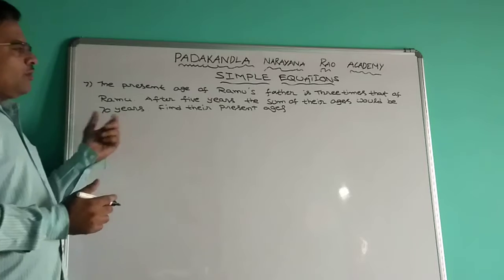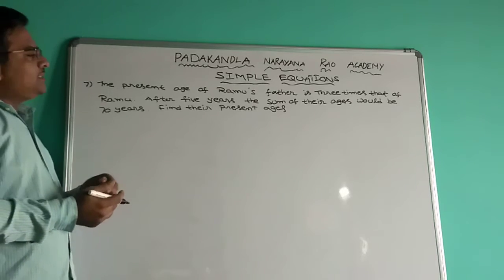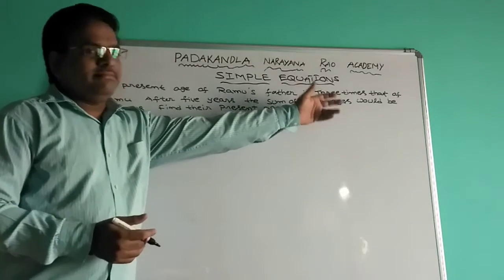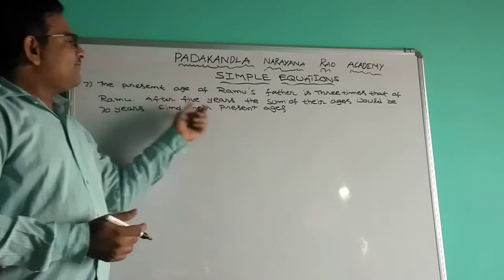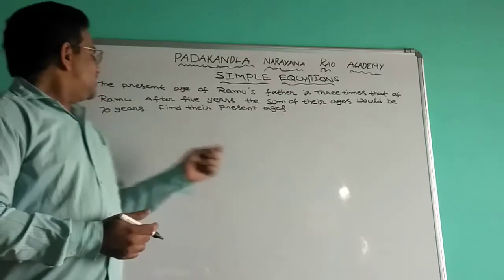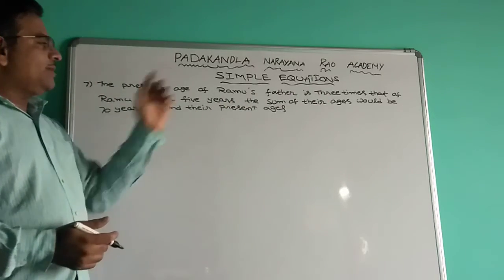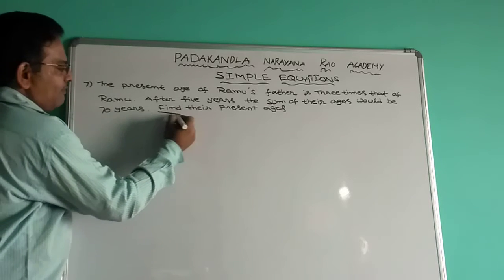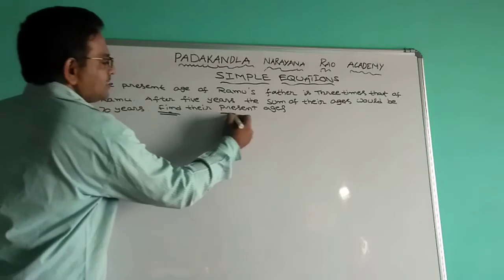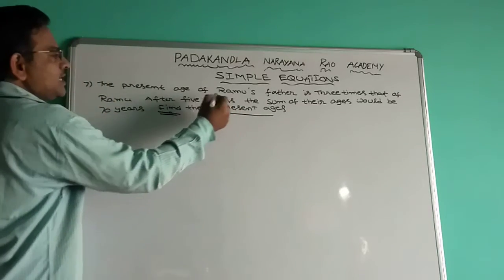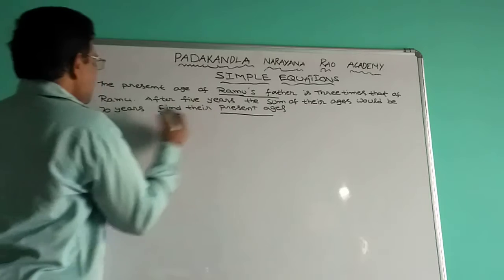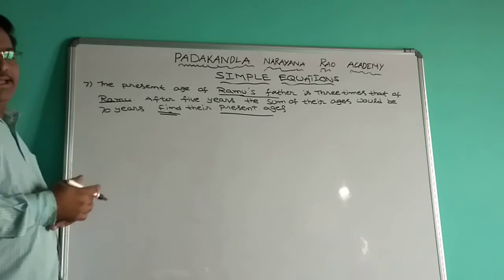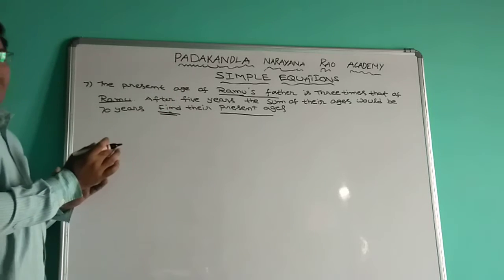Now one more question. The present age of Ramu's father is 3 times that of Ramu. After 5 years, the sum of their ages would be 70 years. Find their present ages. Same model. First you concentrate here. What are the present ages? Ramu's father and Ramu's ages. Always Ramu's age is lesser compared to Ramu's father's age.